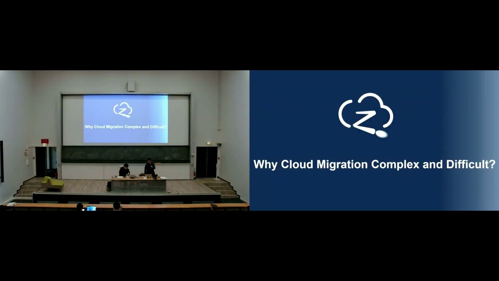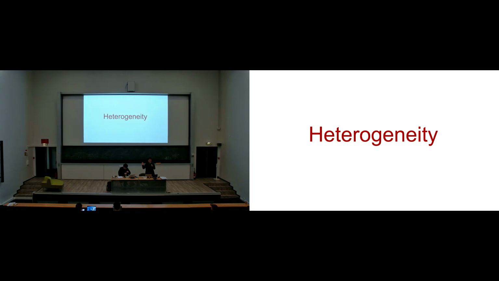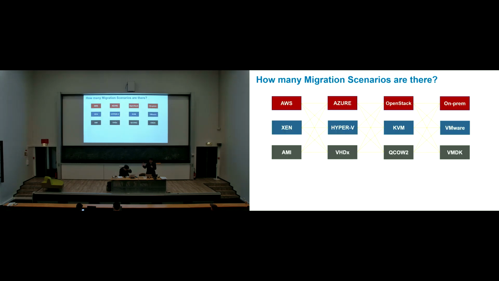Let me talk about this topic: why is cloud migration complex and difficult? All migration problems are generated from the heterogeneity between VMware and OpenStack. Both are absolutely different, right? Let's figure out the migration scenarios. How many scenarios are there? This customer is running 4 different clouds. Cloud platforms are different, hypervisors are also different, and disk formats are different, right?